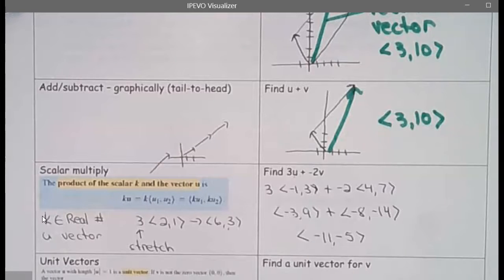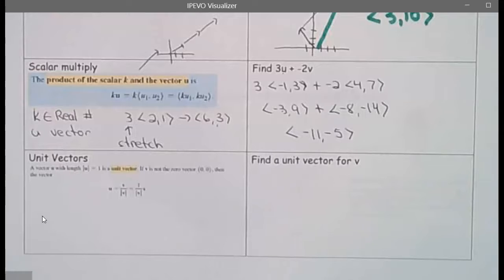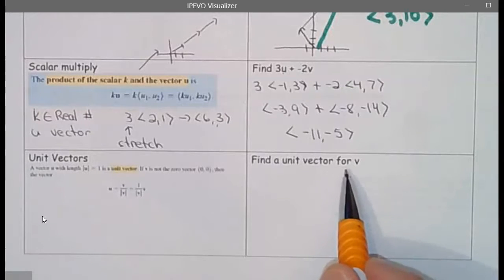Okay, the last operation that we'll look at is something called a unit vector, and again I just cut and pasted this. It said a vector u with length, remember that's not absolute value, but with magnitude 1 is called a unit vector. So we're going to take a vector and convert it to a unit vector. In other words, we want that magnitude to be equal to 1. So let's look at this example here.